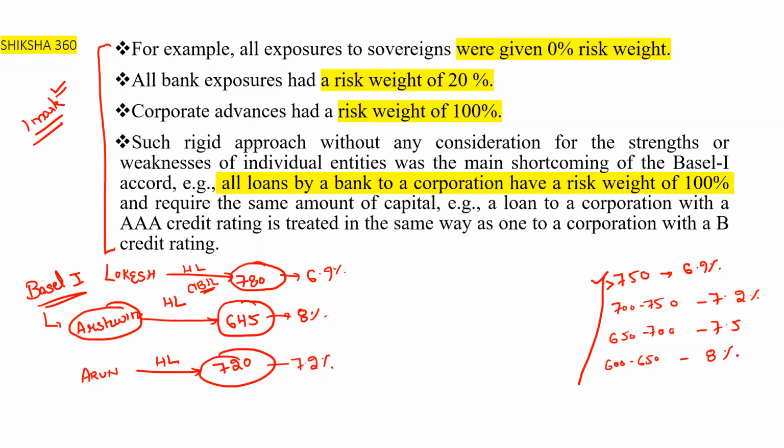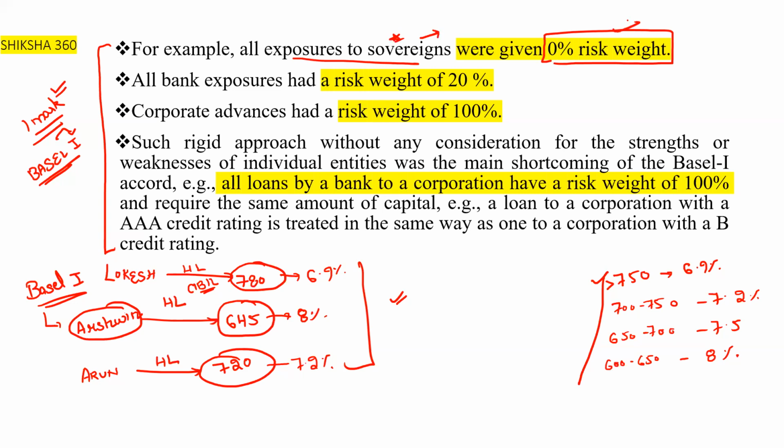This comes under the upcoming BASEL norms. Clear? But under BASEL 1, they will not check this. They have specified that we have to keep this much security. For example, all exposure to sovereigns, that is, to different countries, was given 0% risk weightage. Clear?